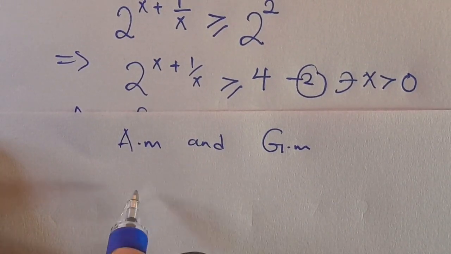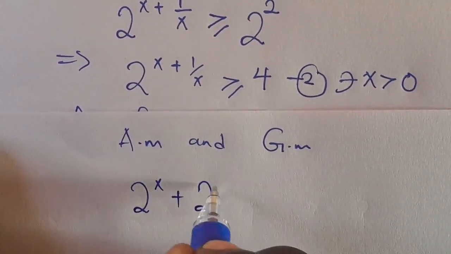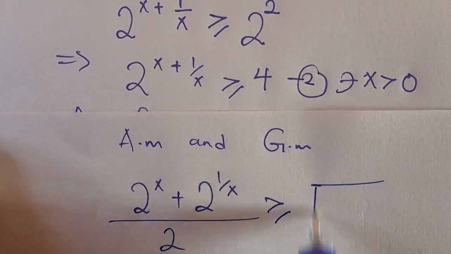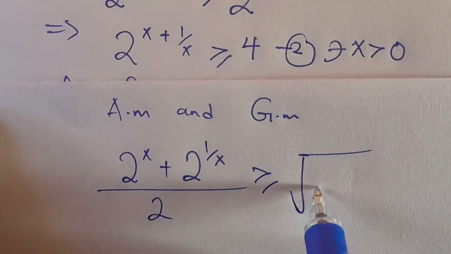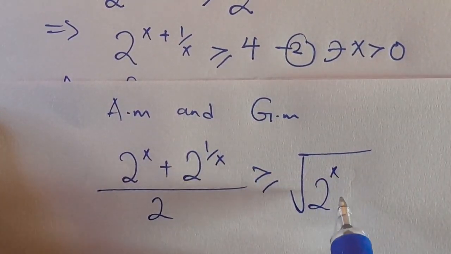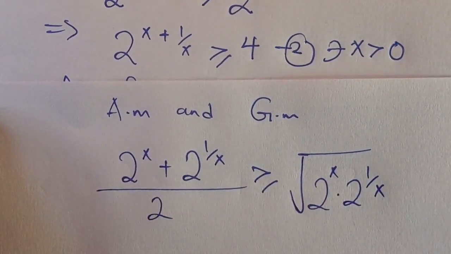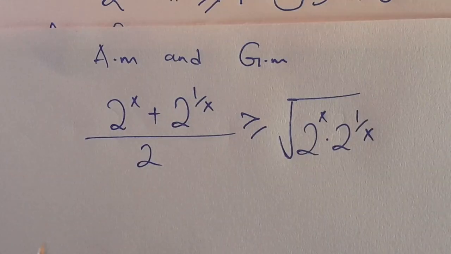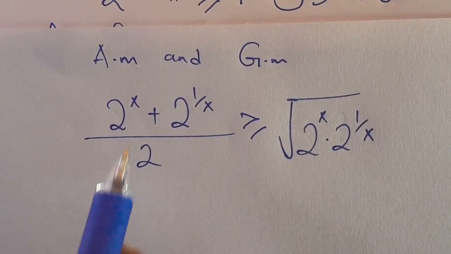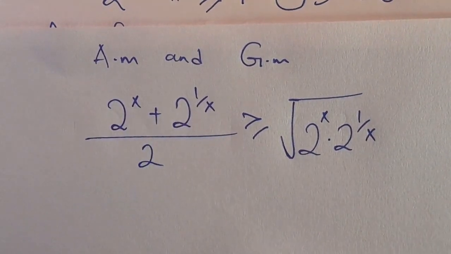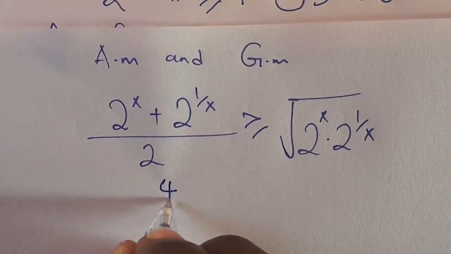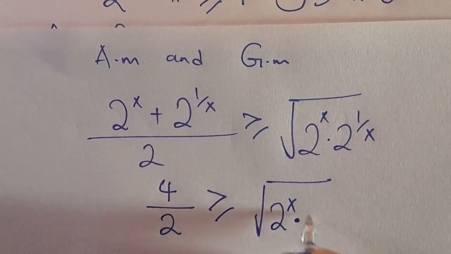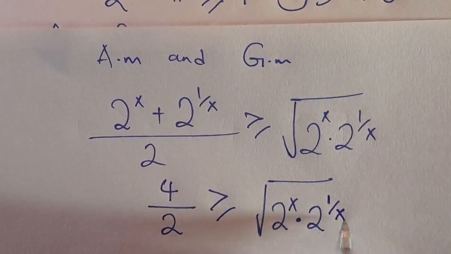So we're going to have (2^x + 2^(1/x))/2 greater than or equal to the square root of 2^x times 2^(1/x). So from here, therefore, we have 2^x + 2^(1/x) = 4. We have 4 divided by 2 greater than or equal to 2^x times 2^(1/x).